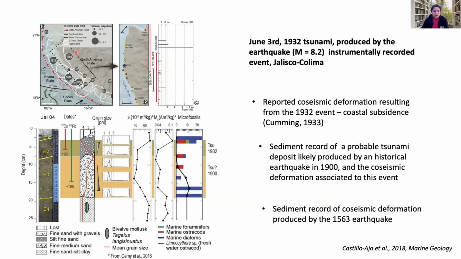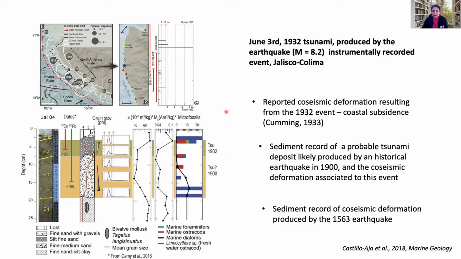Further to the north, where the 1932 magnitude 8.2 event occurred, we interviewed people and found a person who is still alive, and he was a child in 1932. The description they provide is that the tsunami went as far inland in one of the rivers as 8 kilometers. There was a study by Comyn in 1933, and he also reported co-seismic subsidence in this area, and some reports of the tsunami.